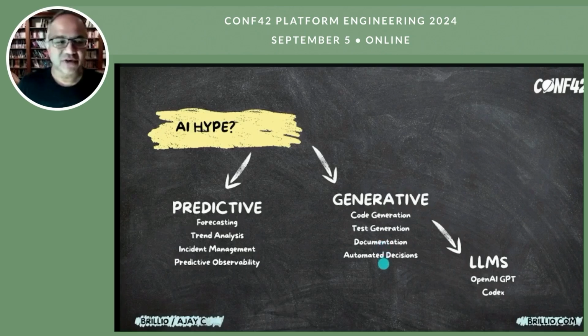Right? We have had predictive AI for a while. We have been using forecasting, trend analysis, incident management, and a lot of those kinds of things. I've been using AI for many years. But with the advent of Gen AI, we are seeing a lot more advances in code generation, test generation, and all that kind of thing, which obviously needs LLMs, these large language models, like OpenAI GPT or Codex, which has been really a boon to the whole Gen AI development that we're seeing now.